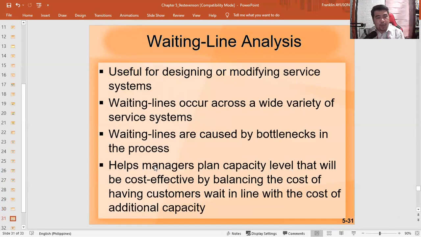Anyway, waiting lines. Yan, queuing theory, no? Useful for designing and modifying our service system. Waiting line occurs across a wide variety of service systems. Waiting lines or queuing are a cause of bottlenecks in the process unless we have a defined queuing process, a smooth flow of waiting line, and it helps the manager plan our capacity level.